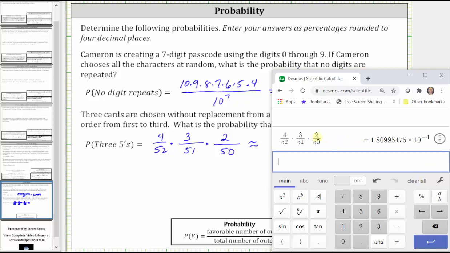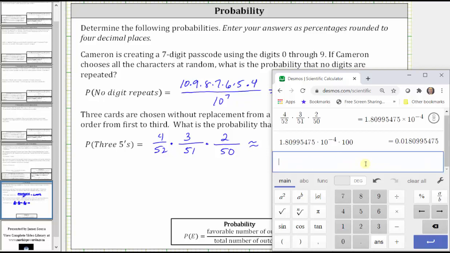Here we have the probability as a decimal. To convert to a percent, we multiply by 100 and add a percent sign. So we have times 100. And now we're told to round to 4 decimal places. Because we have a 9 in the 5th decimal place, we round up to 0.0181%.